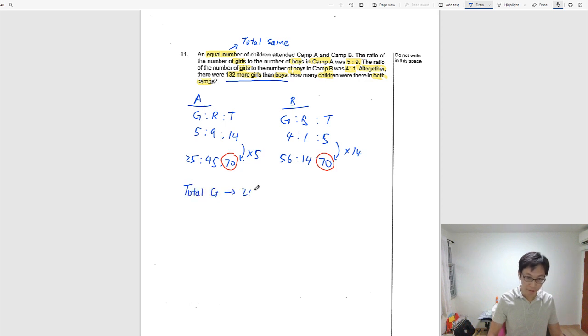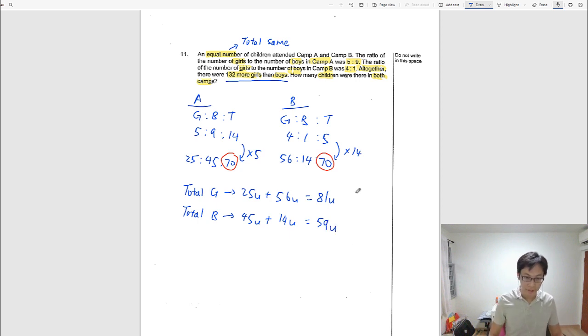The total girls will be 25 units plus 56 units. Alright, which is equals to how many units? You get 81 units. And the total boys is 45 units plus 14 units, which is equals to 59 units.